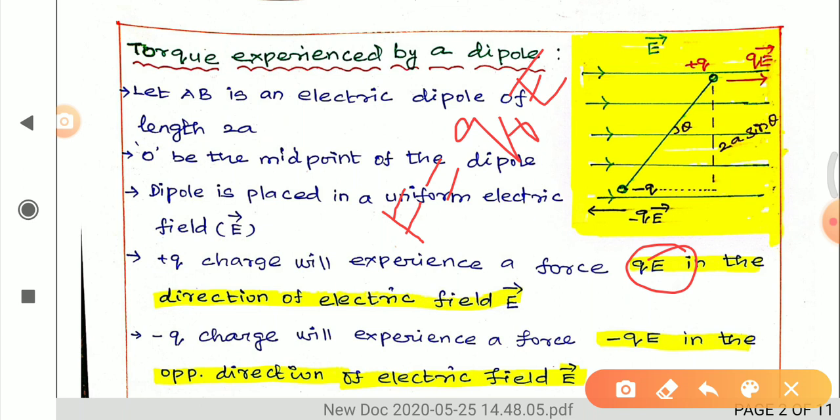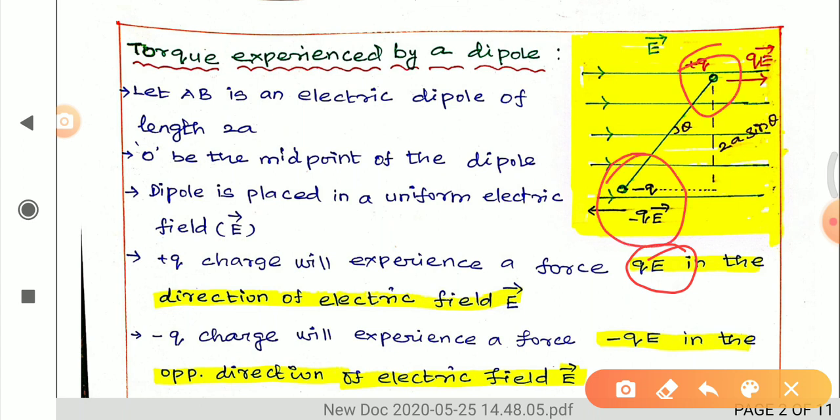Instead of a point charge, here we are considering the electric dipole. In the diagram I have drawn, one is plus Q and another is minus Q. What is the distance between them? That is equal to 2a. If we consider the midpoint, this part is a and this part is a. So the total length of the dipole, otherwise the dipole distance, is equal to 2a. This is the first point.